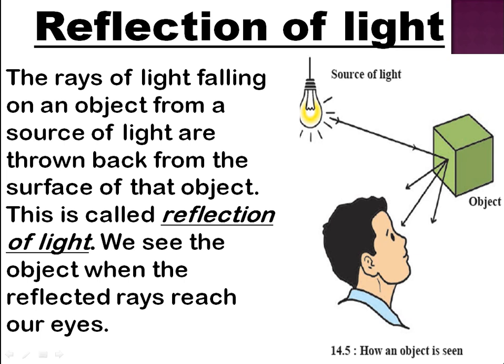You can see the picture here. See how the light from the source is thrown onto the object, and then this light is thrown back from the surface of that object. This is known as the reflection of light. So we can see the object whenever the reflected rays reach our eyes.